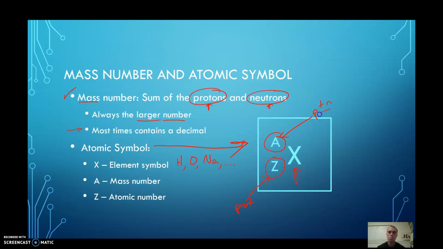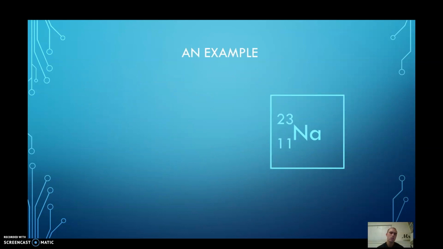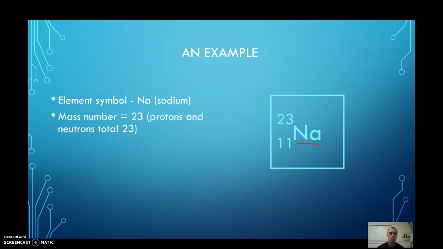A is protons plus neutrons, and Z is just simply the number of protons. Okay, so here's an example. We've got sodium, so we know that based on the element symbol Na. The mass number is 23. Okay, so that means I have 23 protons and neutrons added together.